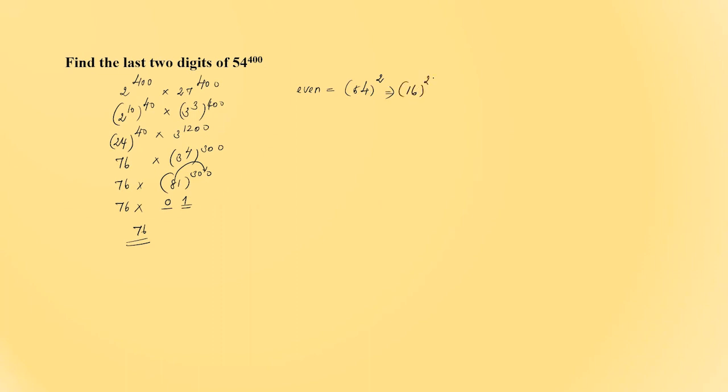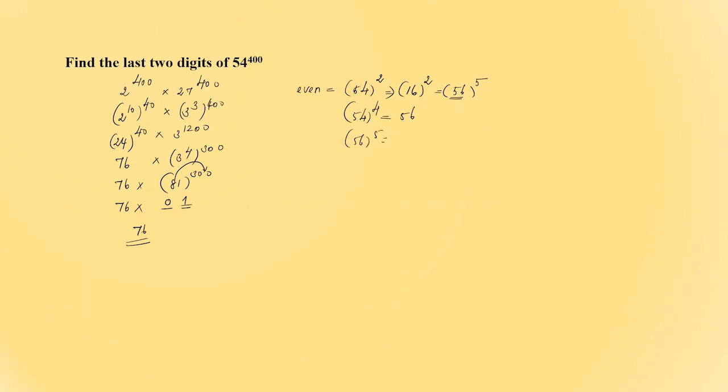So this square, 16 squared, would also end with nothing but a 56. So 54 to the power 4, the last two digits of this number would be 56. Now let's try raising it to the power 5. 54 to the power 4, we saw that the last two digits were 56. Now this 56, let's raise to the power 5.